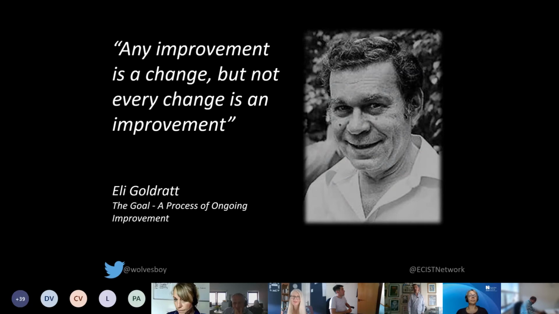I think one thing we recognise a lot is that, as Eli Goldratt says, we know that any improvement is a change. So we know that's a fact, but we also know that not every change is an improvement. I think we've all seen supposed improvement work that has taken place, but did it actually lead to an improvement? So it's really important to understand whether the changes that we're going to make will lead to an improvement. And we'll touch on that a bit later on with some of the tools that Wendy's going to share with you.